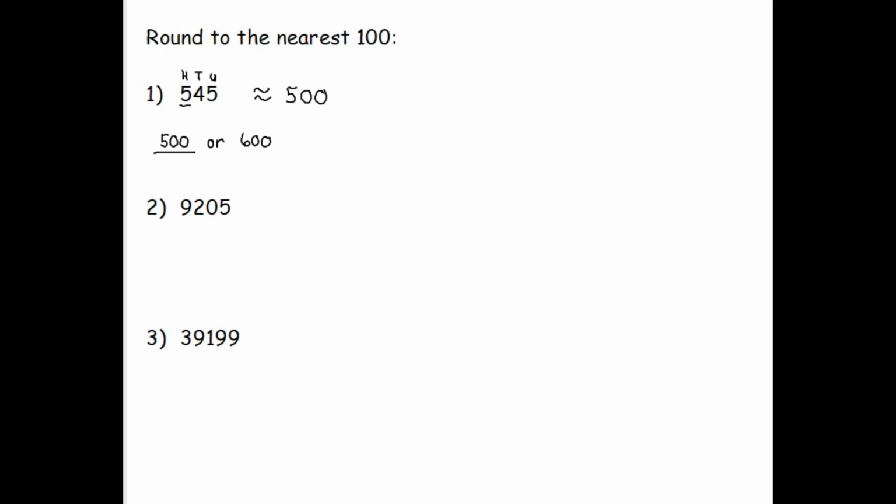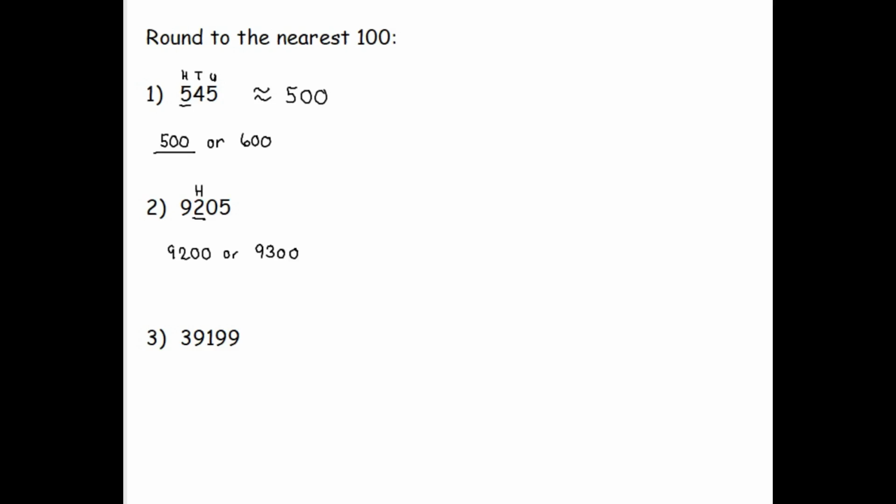Question 2. So we've got 9,205. So again, first of all, find your hundreds column. So units, tens, hundreds. Okay, so you've got a 2 in your hundreds column. So remember, it's either going to stay the same, so it's either going to stay as 9,200, or you're going to round up to the next 100. So the 1,000 bit will stay the same. It was on 200, it could round up to 300.